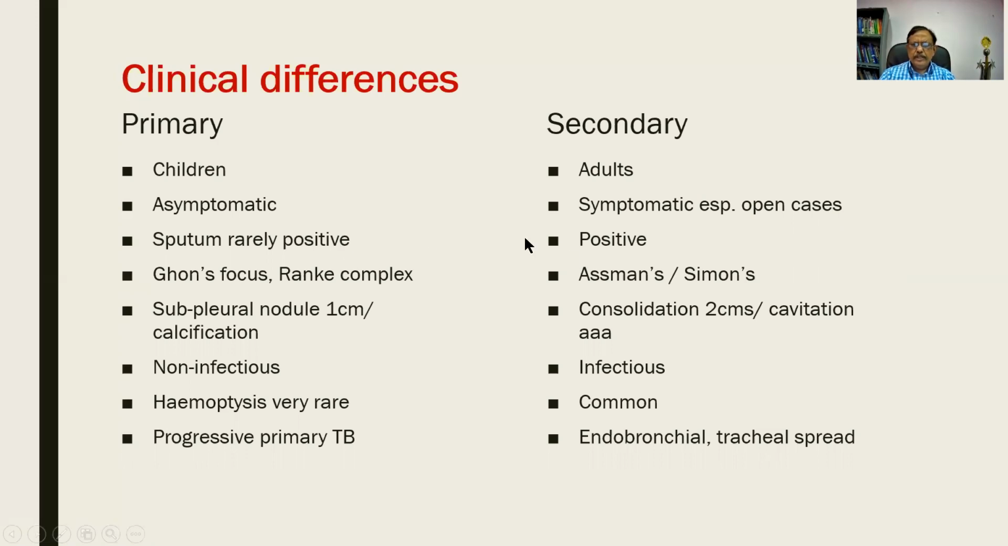Sputum is rarely positive in primary. It is positive in secondary. You have got a Ghon focus, then an Assmann's or a Simon's focus. Subpleural nodule, whereas it is an apical consolidation. Non-infectious, and then it is infectious. Hemoptysis is quite uncommon in primary tuberculosis, whereas it is common in secondary tuberculosis. And these are the modes of spread. Please learn this by heart. It is a clinical difference.